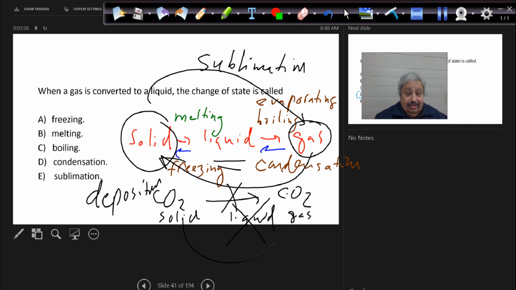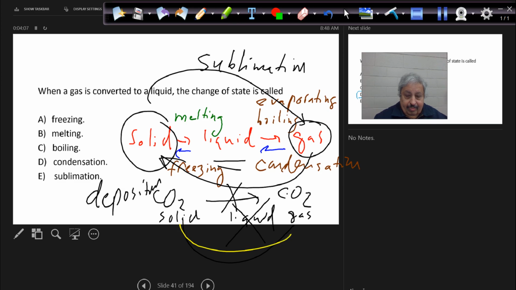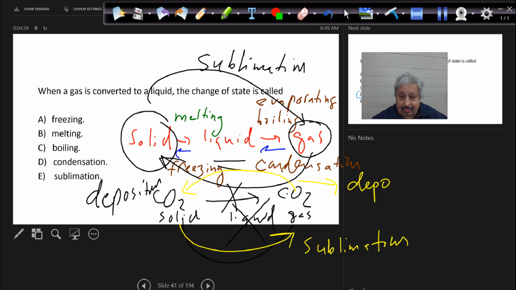Okay, so from here, from solid to gas is sublimation. From here to here, we call it what? We call it deposition. So you get the whole picture now.